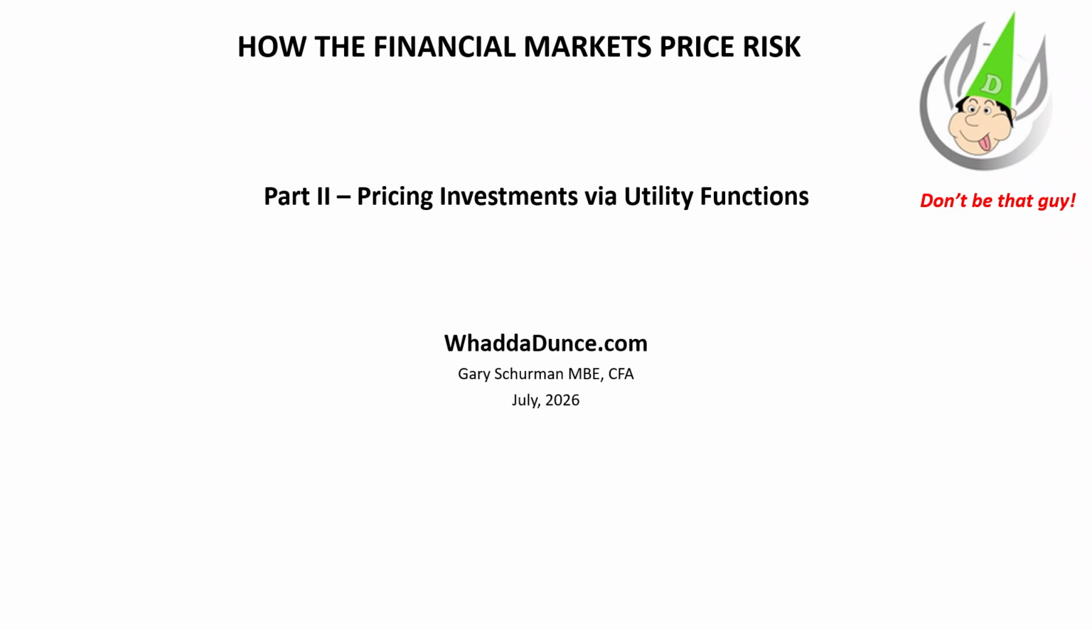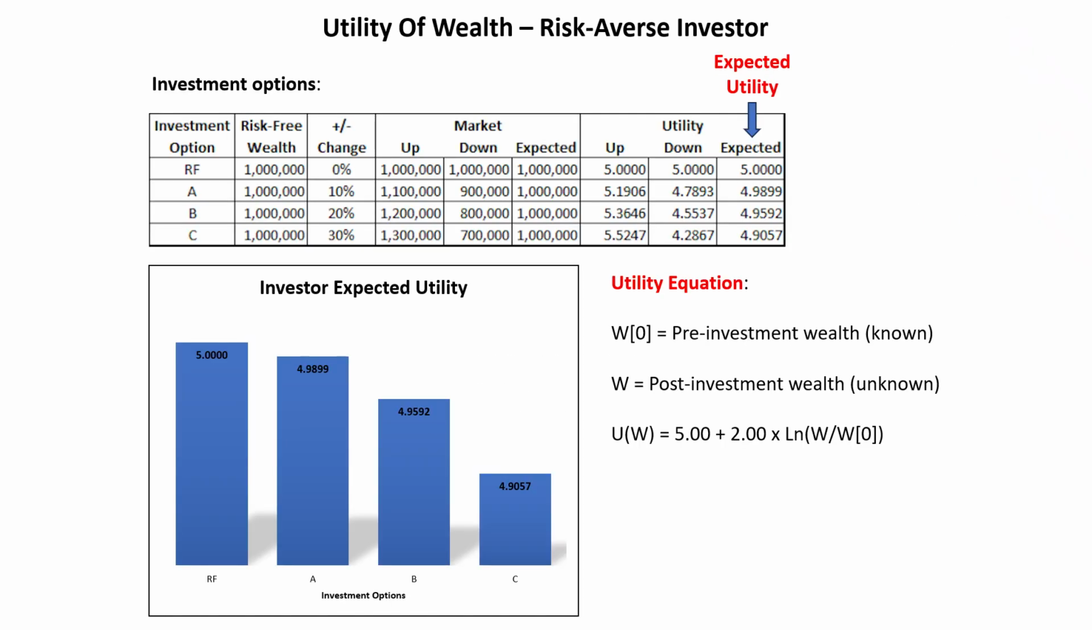Today we're going to continue on with our series on how the financial markets price risk. And this is part two, pricing investments via utility functions. We went over utility functions in part one. In our investment options table, we have our four investments.